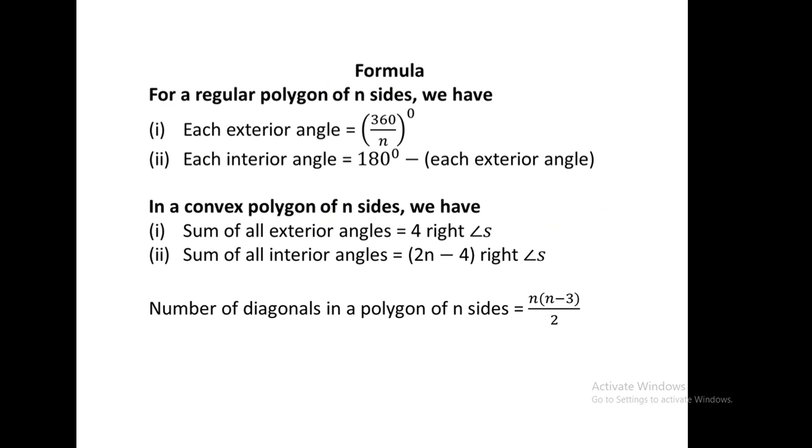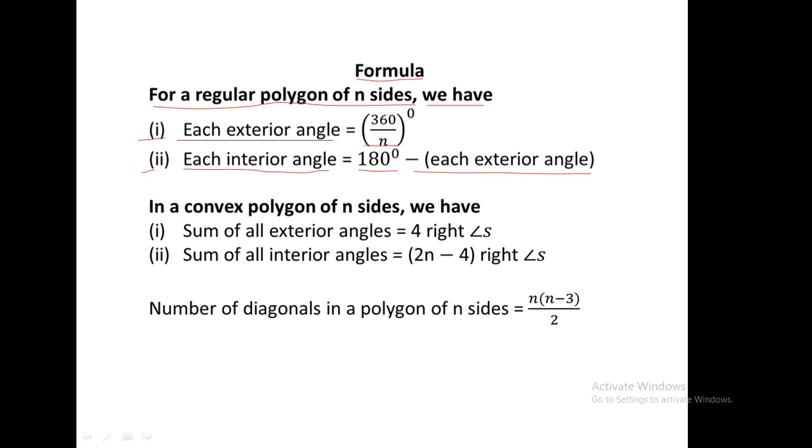Now before we are going to start exercise, we have to know formula. The formula is, first one, for a regular polygon of n sides we have: first one, each exterior angle equals 360 upon n. Second one, each interior angle equals 180 degree minus each exterior angle.